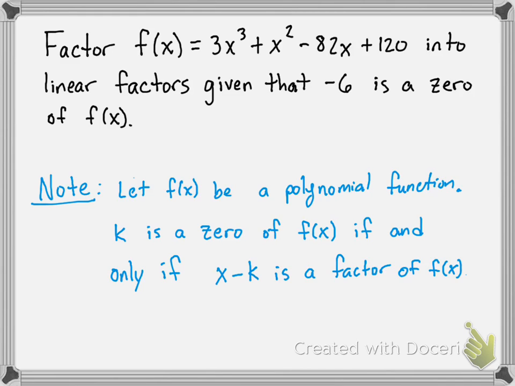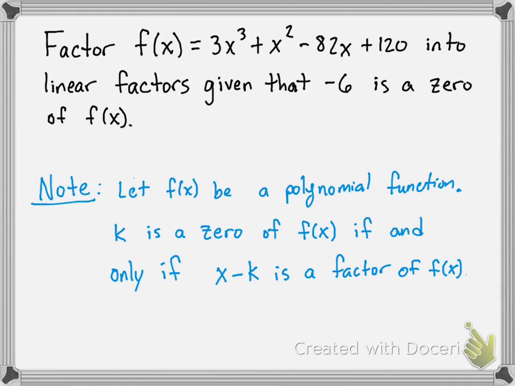Now one thing that we need to note is this theorem here. It says let f of x be a polynomial function. Now if k is a 0 of f of x, you know that x minus k is a factor of f of x, and vice versa. If x minus k is a factor of f of x, then k is a 0. Right? So based on this, we already know one factor for this polynomial function, and it's x minus negative 6, which is x plus 6.